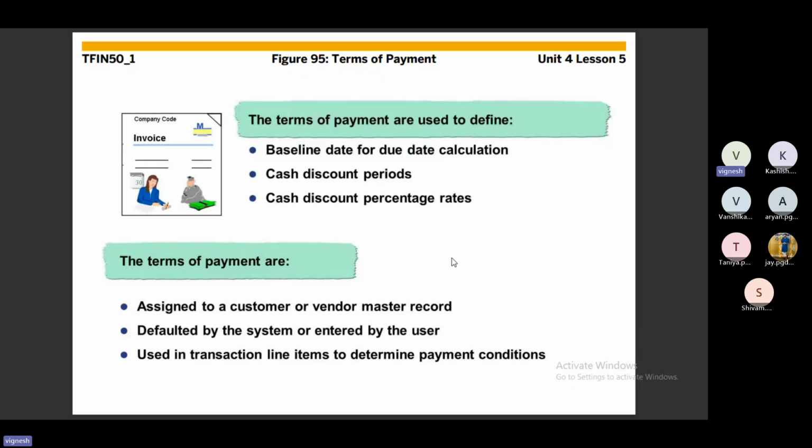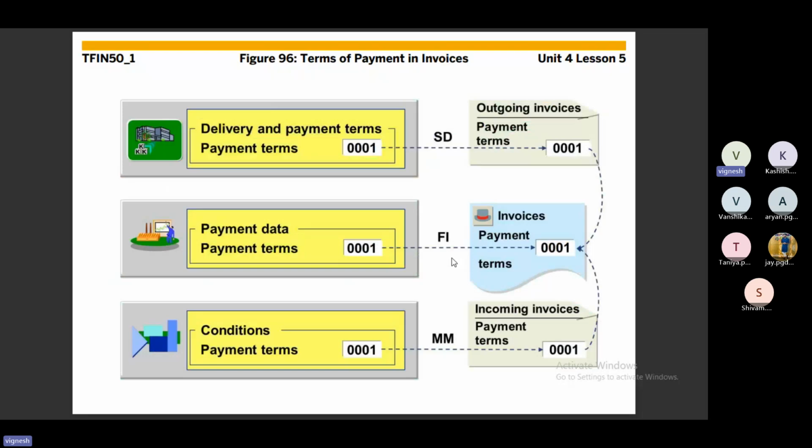This can be assigned to a customer or vendor master record, defaulted by the system or entered by the user. It can be used in transactions and line items. So the delivery and payment terms need to be set on the SD side and FI side. So based on this only, the delivery date will be fixed.